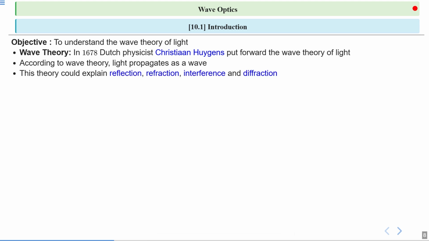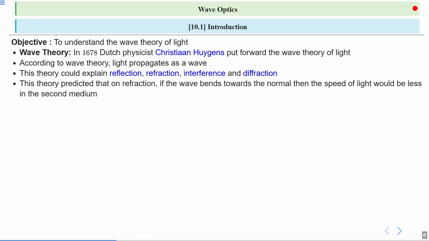The wave theory can explain several key phenomena: reflection, refraction, interference, and diffraction. Each of these involves the interaction of light waves with surfaces or other waves. For example, interference occurs when two waves meet and combine, either amplifying or cancelling each other out.